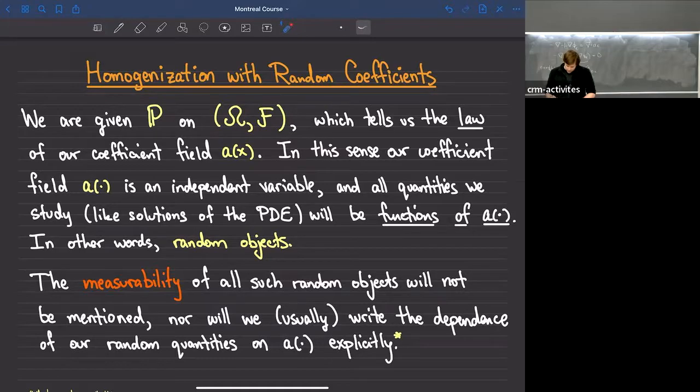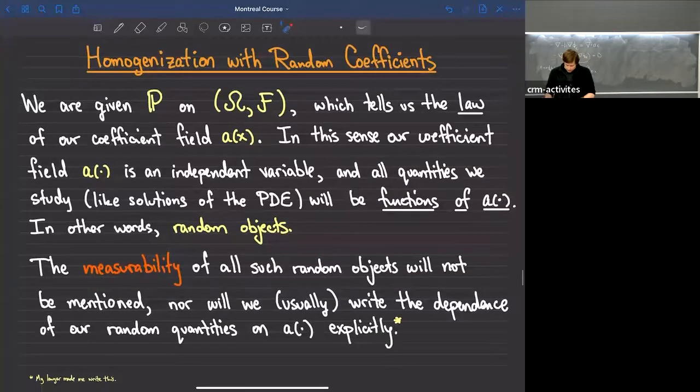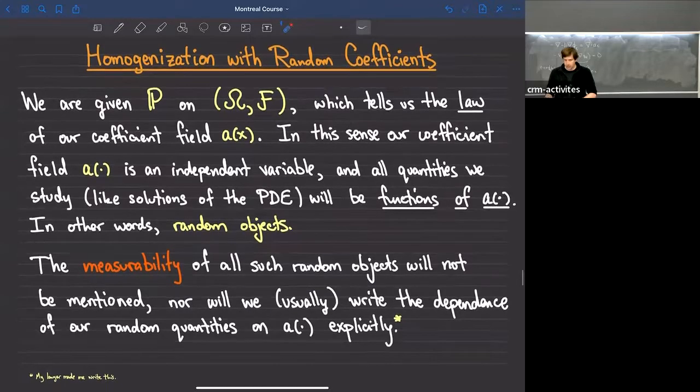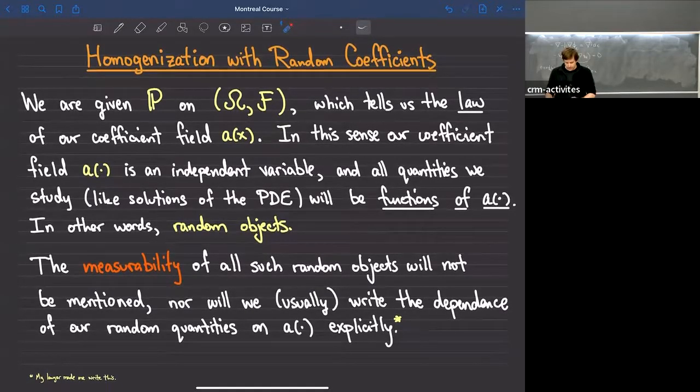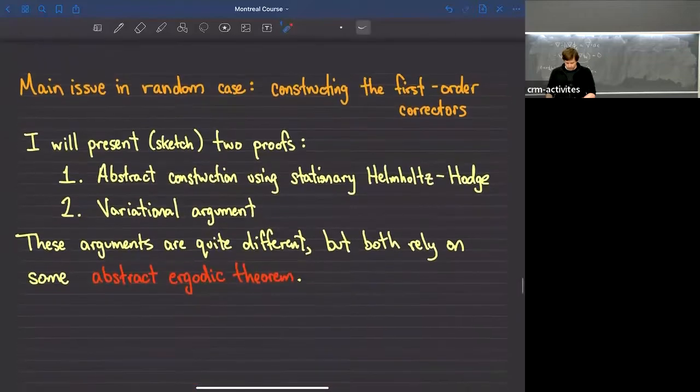So all quantities will be functions of this field. In other words, they're going to be random, and we're not going to be too scared by that. In particular, we're not going to write any little omega or anything like that, because that just serves to frighten people and has no other purpose. You just have like comma omega. So we're just going to dispense with that. The measurability of all such objects will not be mentioned further, nor will we usually write the dependence below explicitly there. I've said what I had to say. Okay, so now we have the formal setup, and we can do something more fun.